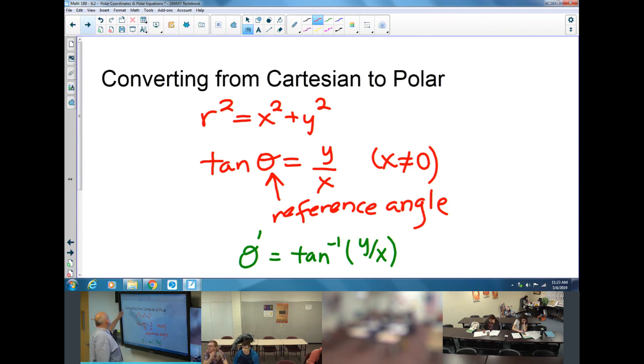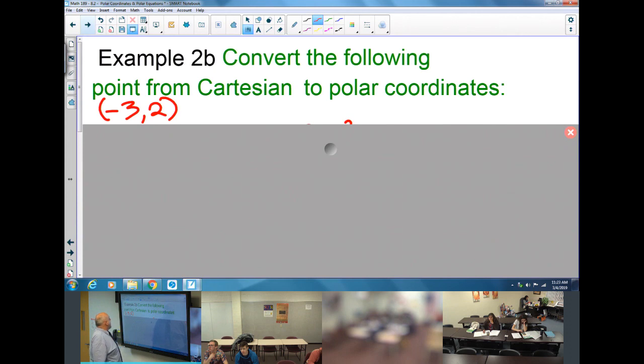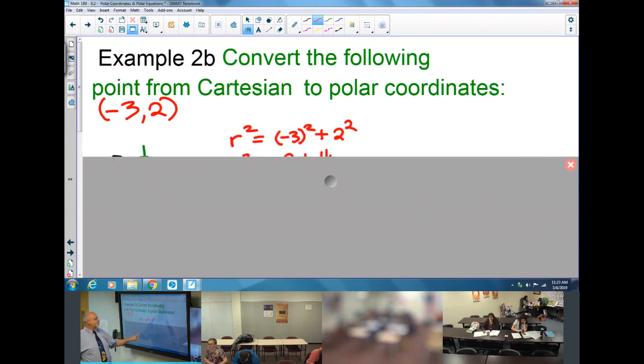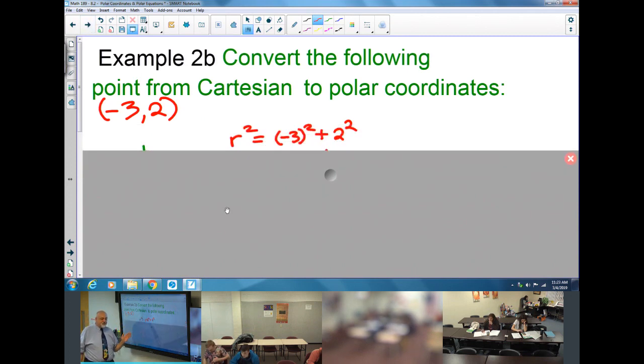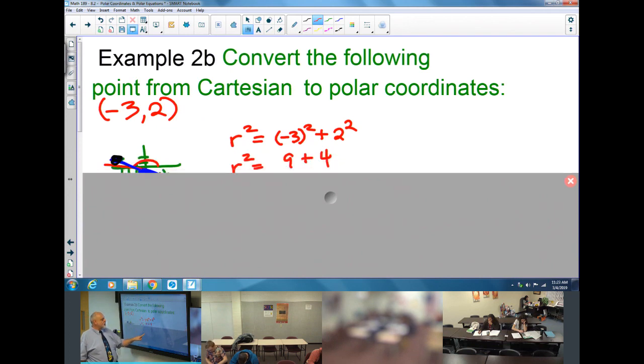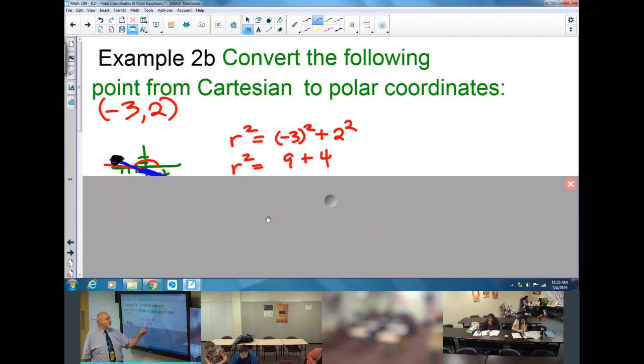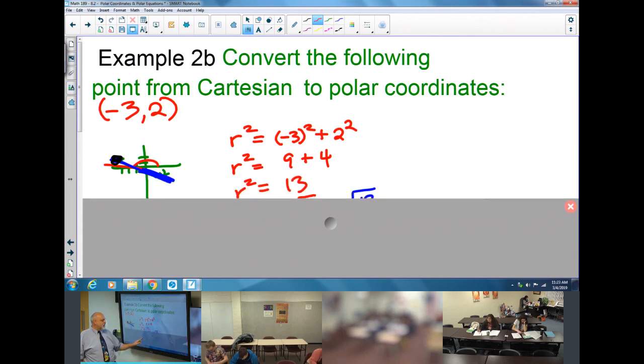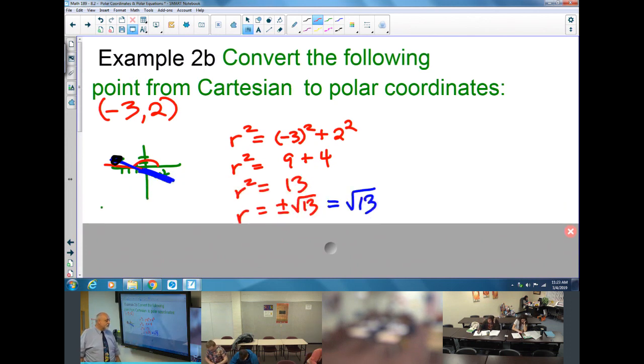Okay, so let's give you an example here. Now we're going to come back the other way. So we have our Cartesian, our x, y point, negative 3, 2. And we need to figure out the r and the theta to put it in polar form. All right, so first we use that first equation, r squared equals x squared plus y squared. So we say negative 3 squared plus 2 squared. So r squared is 9 plus 4, or 13. So r is plus or minus radical 13.